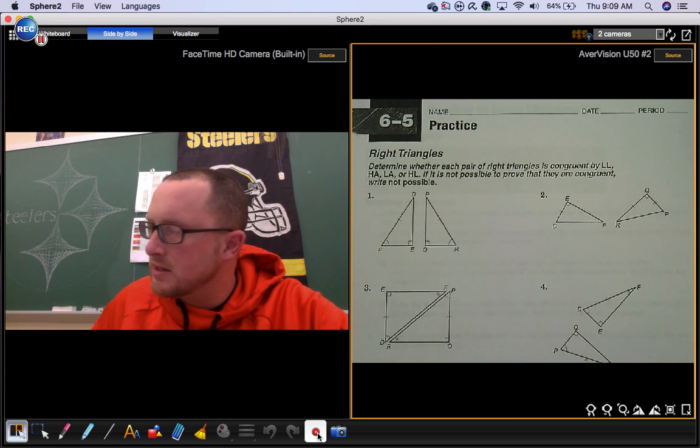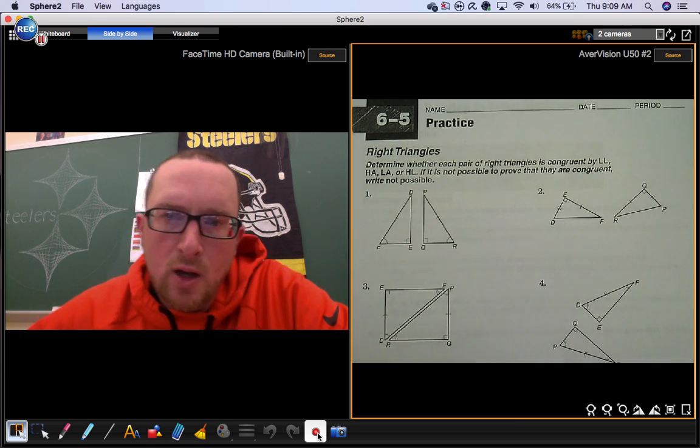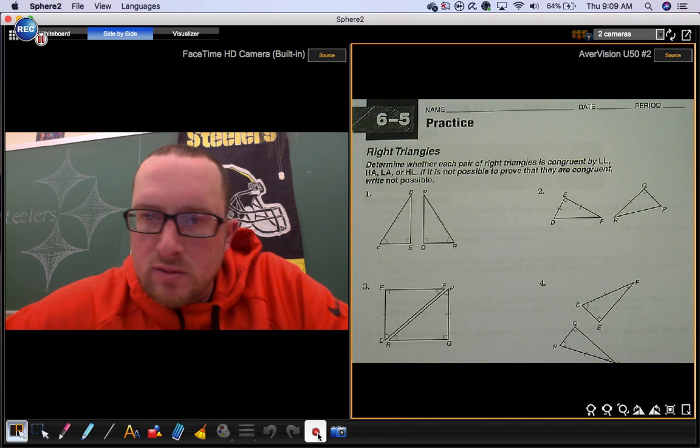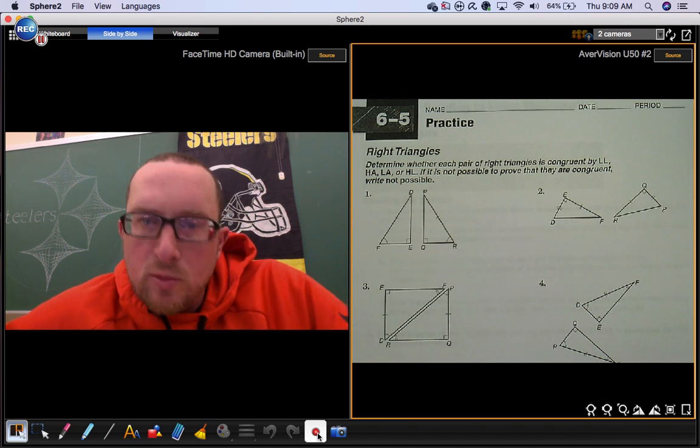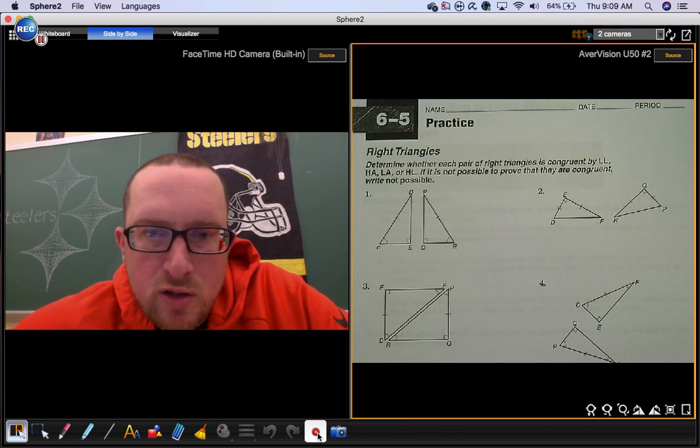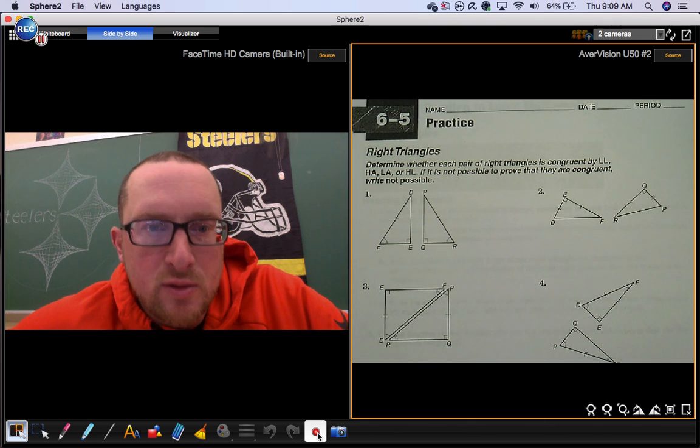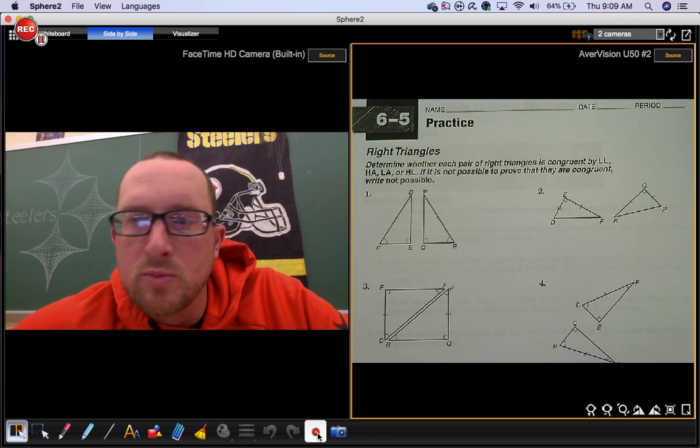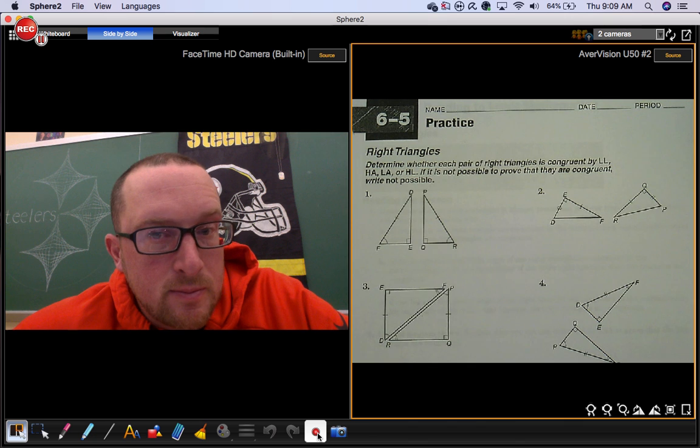This is our practice worksheet for section 6.5. We're going to determine whether each pair of right triangles is congruent by leg-hypotenuse acute, leg acute, or hypotenuse leg. If it's not possible to prove that they are congruent, we write not possible.